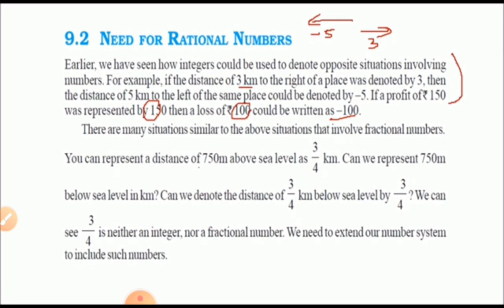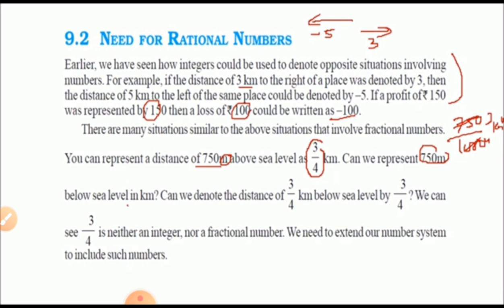There are many situations similar to the above that involve fractional numbers. You can represent a distance of 750 meters above sea level, that means 3 upon 4 kilometer can represent 750 meter. Below sea level in kilometer. Yes, why not? Sure. Then after that you can simplify. Simplified means you can cut it down to 3 upon 4. Yes, correct. 3 upon 4 kilometer.